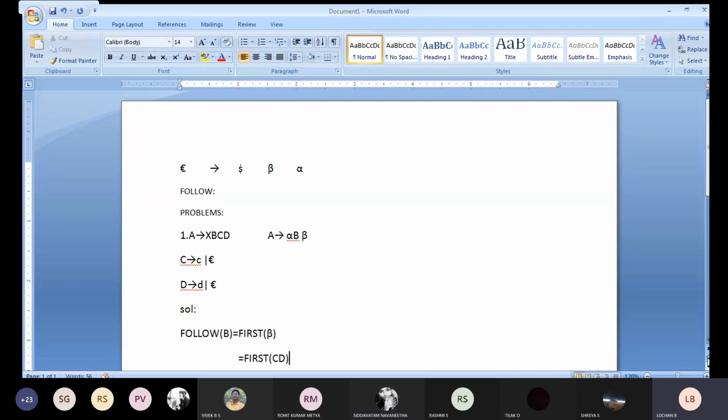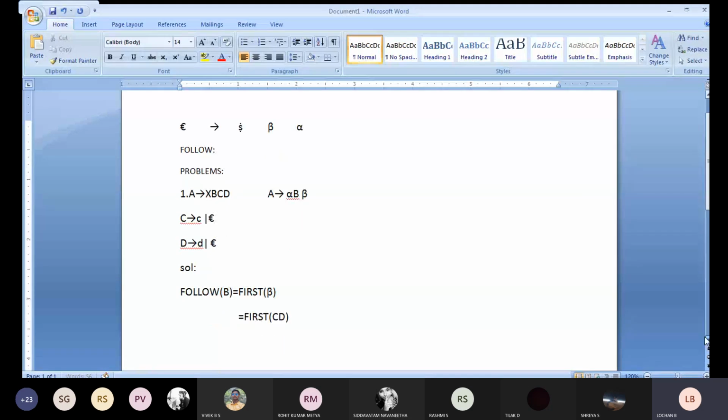If you see in this particular thing, now we need to calculate first of CD. First of CD means we need to apply the logic of first and follow, that is the first set. So first means we need to check with respect to the terminals. Wherever we calculate the first, we need to concentrate more on the terminals part. If you see the production in the C part, what is the terminal you will be getting in the C? What you will be getting in the C is a terminal.